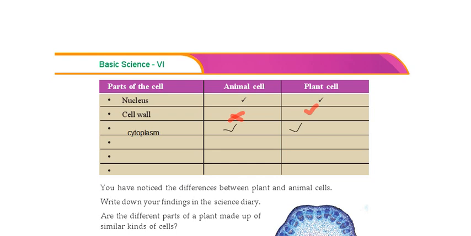Is cell membrane present in both plant cell and animal cell? Yes, cell membrane is also present in both animal cell and plant cell. So we can put a tick mark in animal cell and plant cell. Like this you have to complete the table.